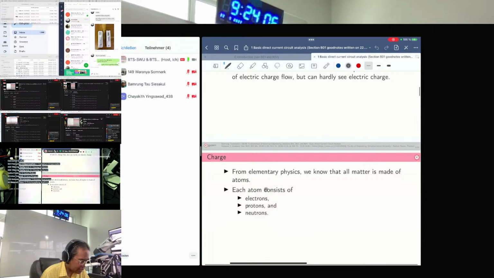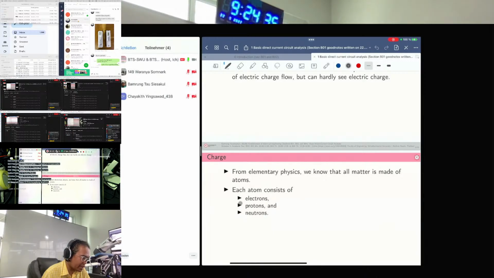Chart is the unstable condition, the result from the unstable condition of an atom. And what is an atom? We're going to browse again the model of atom, but actually you have already seen it during your high school, right? During your secondary school.